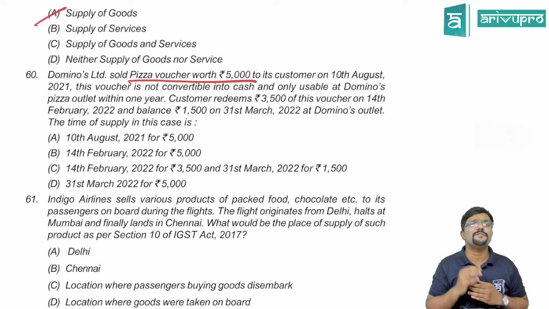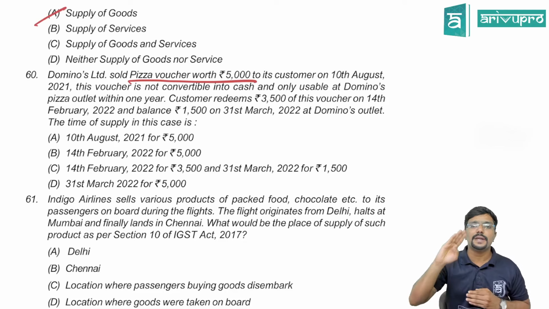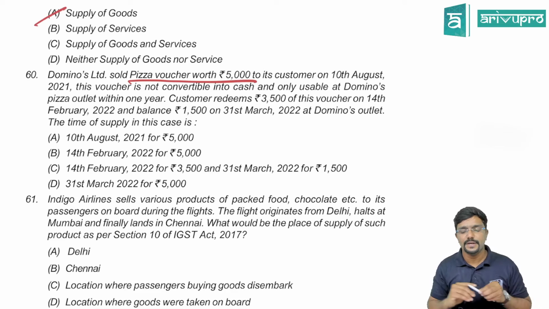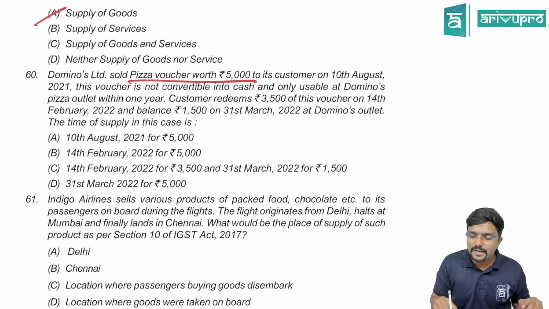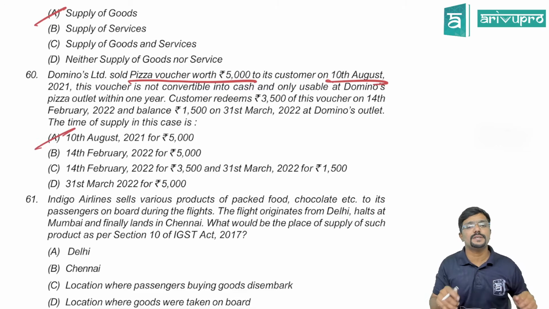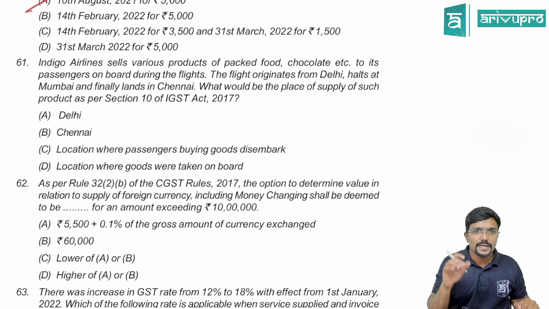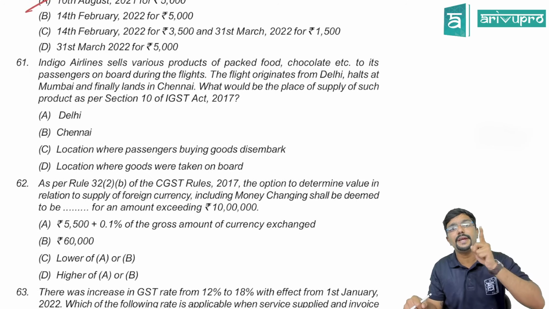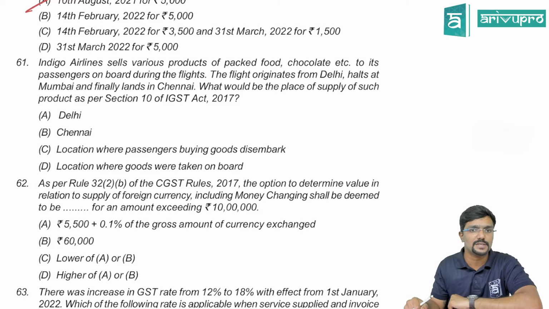If supply is identifiable at the time of issue of voucher, then the date of issue of voucher. Is it identifiable here? Yes, because voucher can be redeemed only to buy pizza, at Domino's. So it is clearly identifiable. So what is the time of supply? 10th August, for entire 5000. If supply was not identifiable at the time of issue of voucher, then it will be date of redemption of voucher. But here that is not the scenario.